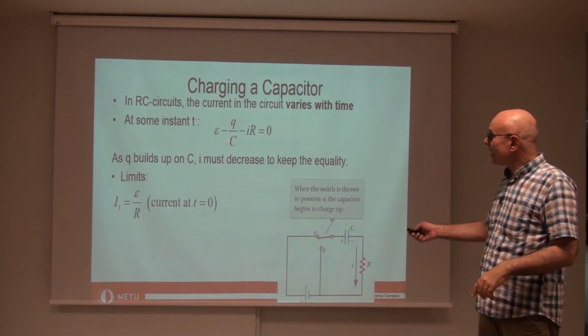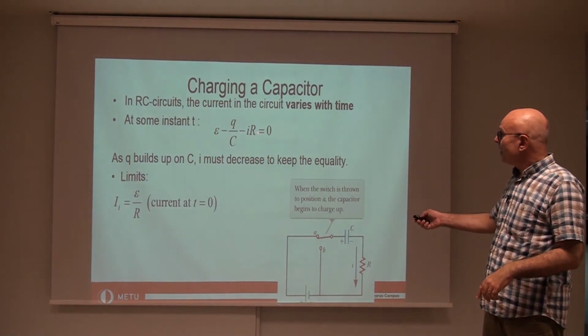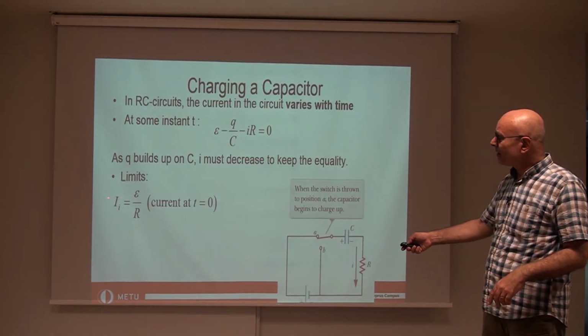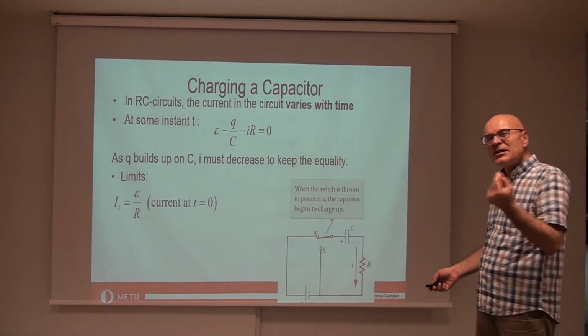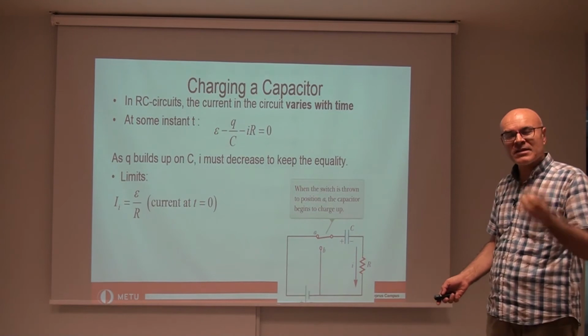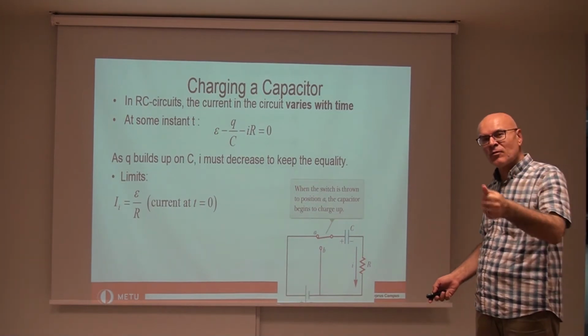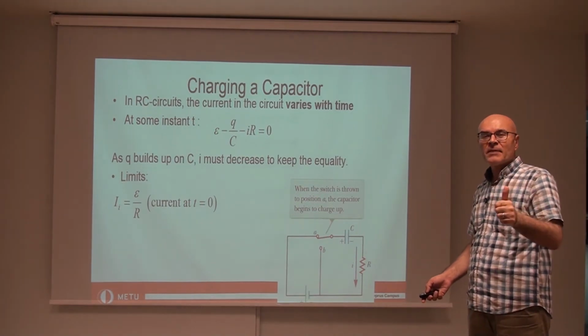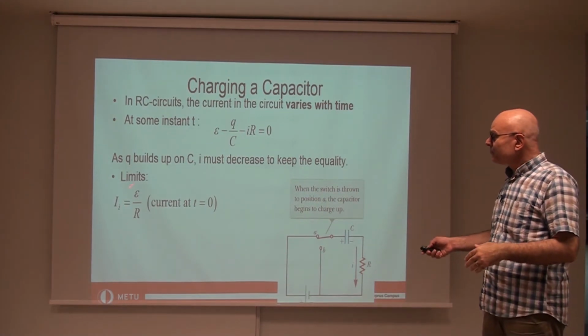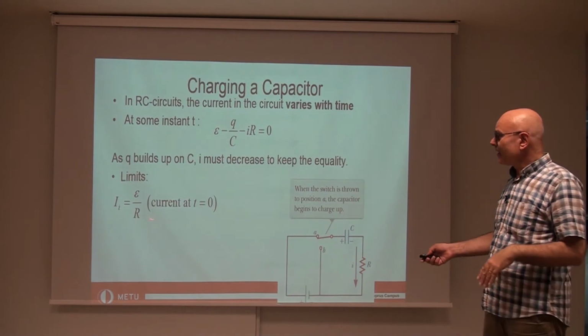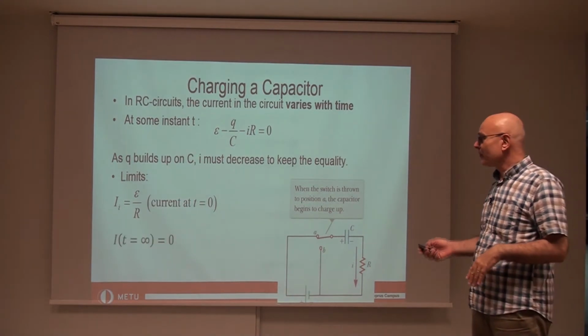So in this case, if this doesn't exist, then I is just E over R, and we write it as I_i. The small i here means initial. So this is the initial current, or I0 sometimes we use. This is the current at t equals 0, just once you close the switch and before the charge starts to build up on the capacitor. That's the initial current, the current at t equals 0.